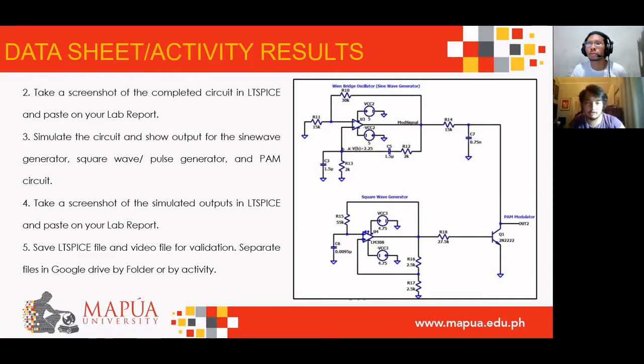And the last step is to save LTSpice file and video file for validation. Separate files in Google Drive by folder or by activity. So this is the figure that we will be replicating and simulating into LTSpice. So next is we will be showing our time-lapse videos of us building the circuit in LTSpice.